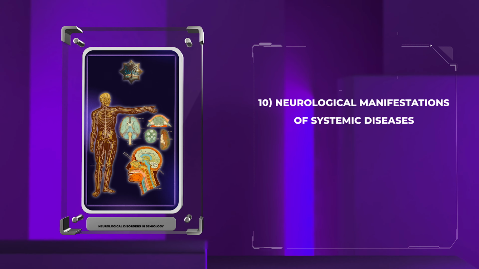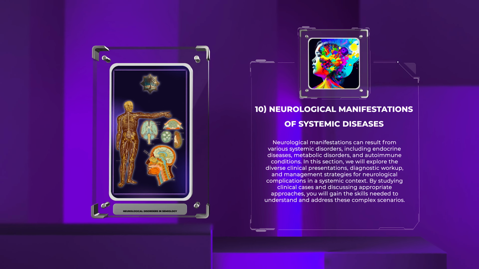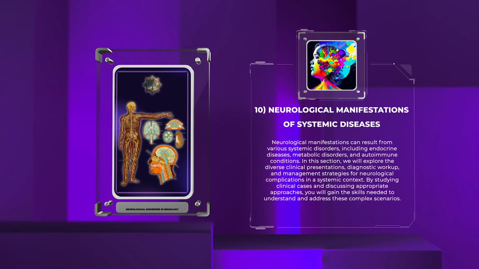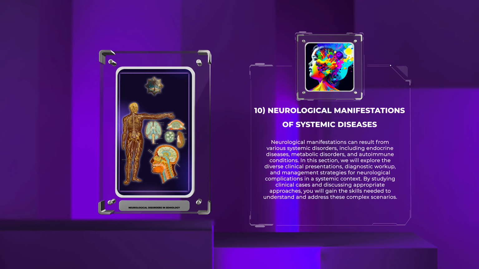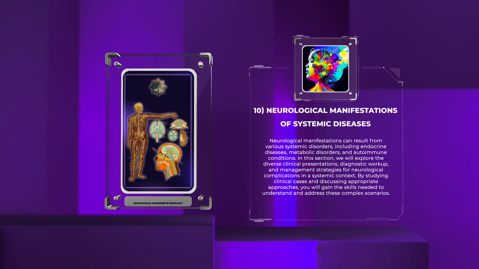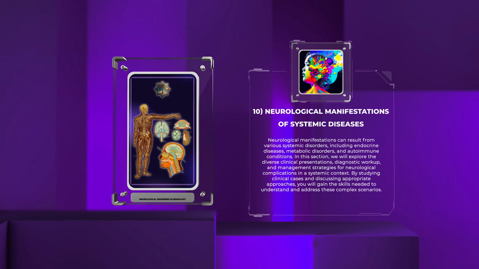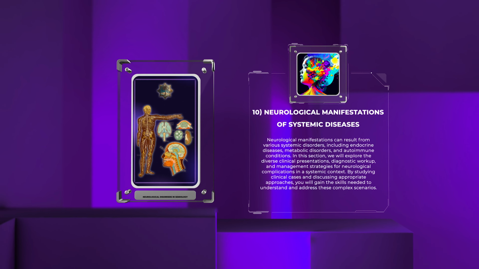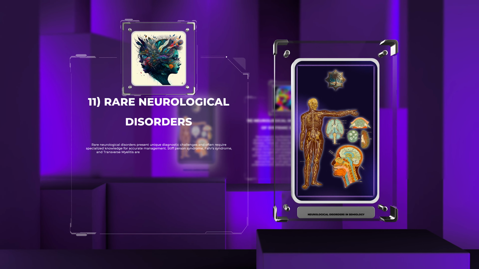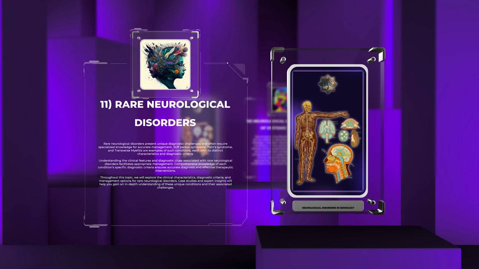Neurological manifestations can result from various systemic disorders, including endocrine diseases, metabolic disorders, and autoimmune conditions. In this section, we will explore the diverse clinical presentations, diagnostic workup, and management strategies for neurological complications in a systemic context. By studying clinical cases and discussing appropriate approaches, you will gain the skills needed to understand and address these complex scenarios. Rare neurological disorders present unique diagnostic challenges and often require specialized knowledge for accurate management.